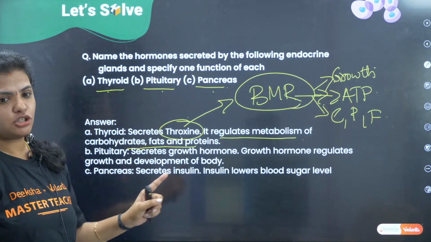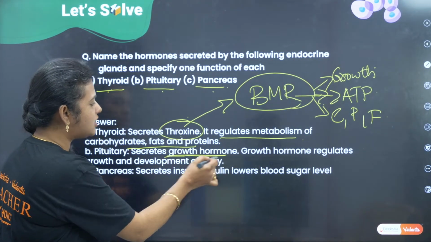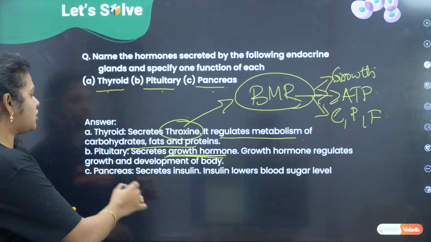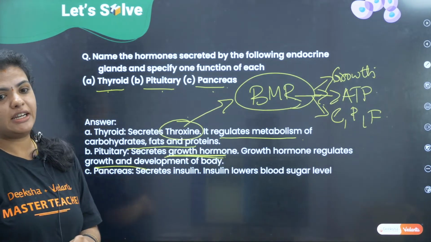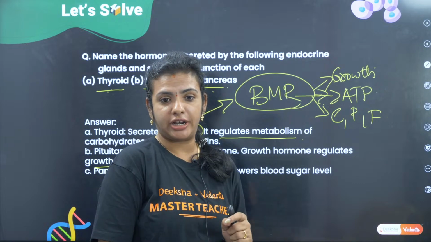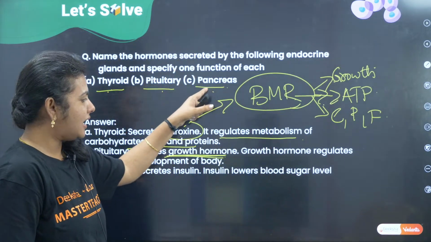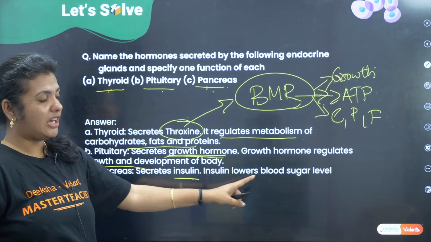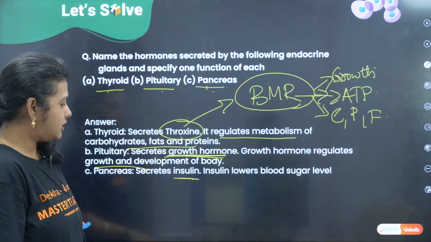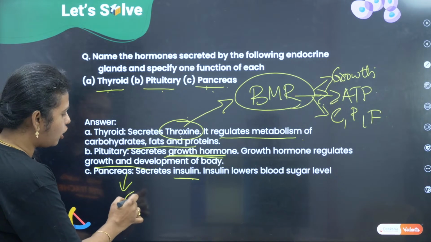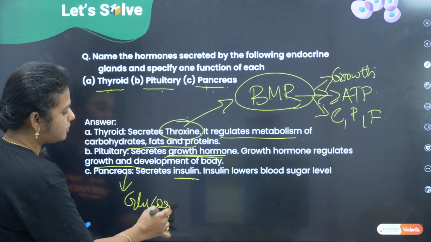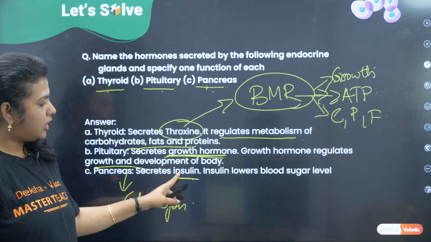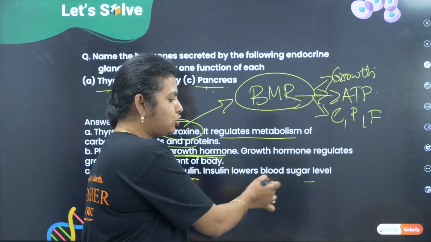Pituitary gland, the main function of the pituitary gland is to secrete the growth hormone, which leads to growth and development of the body. The last one is pancreas. Pancreas, I told you, secretes 2 hormones. Here we have only insulin, but for your additional information, I also gave the other hormone, which is glucagon. Insulin is going to lower the blood sugar level.